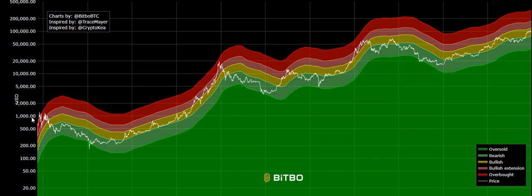If you go back, I took it to 2014 just so you can get a bigger picture of what I'm looking at here. Every cycle we have gotten into or at least touched this overbought territory in red. You can see back in 2014, we hit it. 2017, 2018, we hit it. Back in 2021, we got into it just barely, but we still hit it. And this time, we have not gotten to it yet.